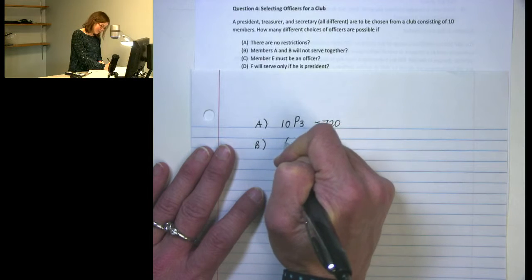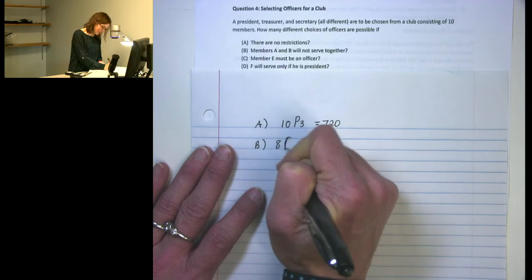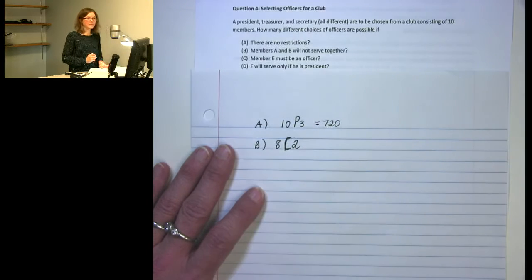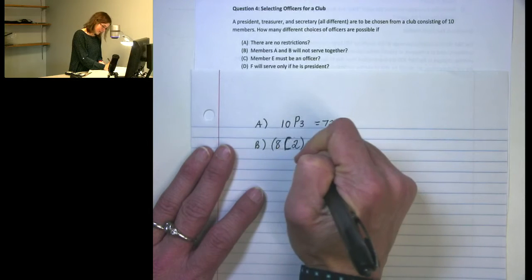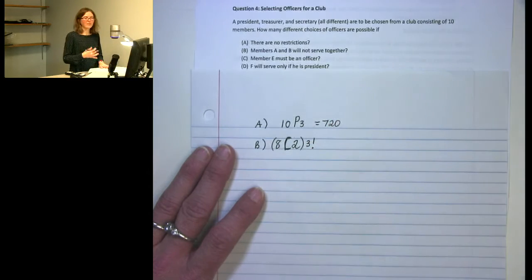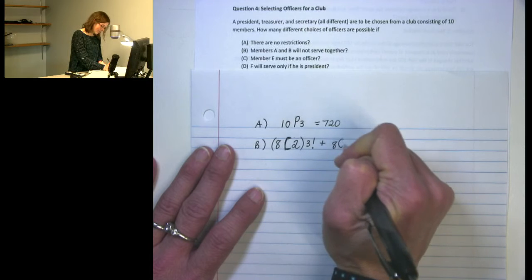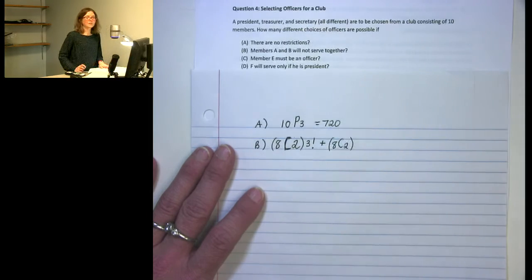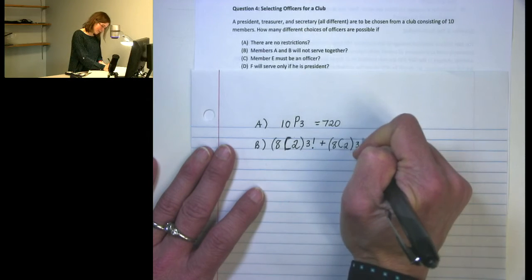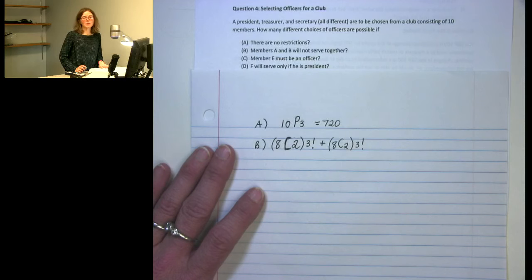So if we have 8 people left, of which we're going to choose 2, right? And then there are 3 factorial ways that we could have A and the other 2 people be permuted into the different positions. We could also have B serve in the club, in which case there are 8 choose 2 ways you could choose the other 2 people to serve with person B, and 3 factorial ways that you could assign those 3 people to the positions.